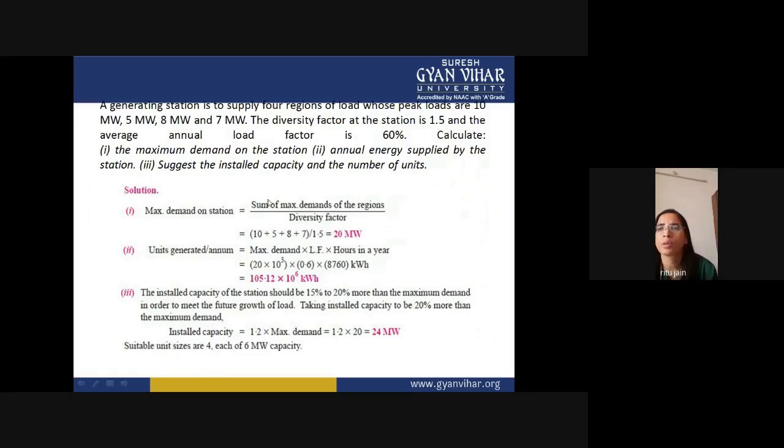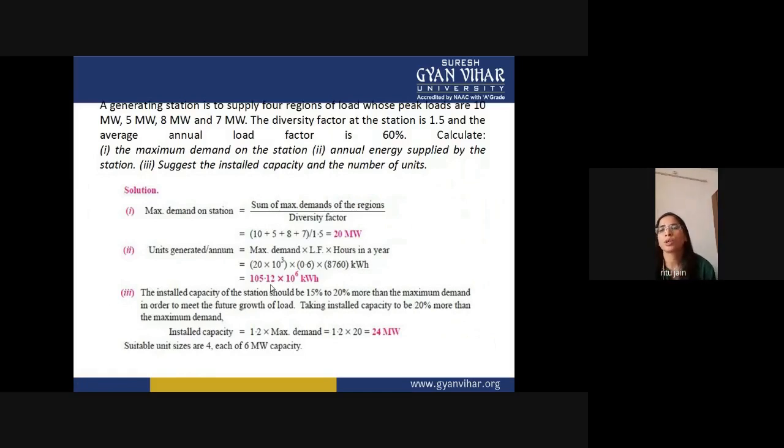So the average load can be replaced by unit generated per annum divided by hours. So you can easily calculate the unit generated per annum, because the load factor formula is equal to unit generated per annum upon maximum demand into hours in a year. So unit generated per annum is equal to maximum demand, which is your 20 megawatt, load factor is 0.6, and hours in a year is 8760. So you can easily calculate the unit generated per annum, which is 105.12 into 10 to the power 6.